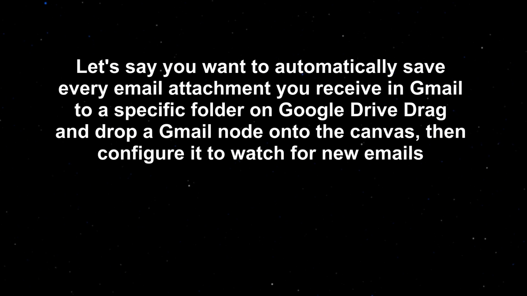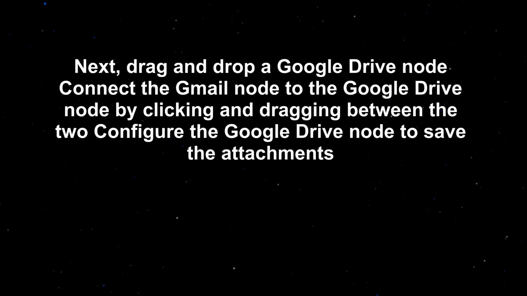Let's say you want to automatically save every email attachment you receive in Gmail to a specific folder on Google Drive. Drag and drop a Gmail node onto the canvas, then configure it to watch for new emails. Next, drag and drop a Google Drive node. Connect the Gmail node to the Google Drive node by clicking and dragging between the two. Configure the Google Drive node to save the attachments.